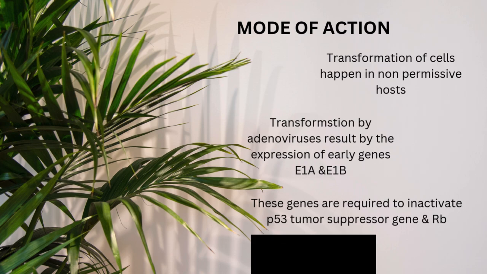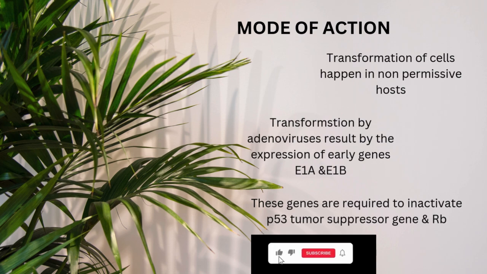Now let's see in short what the mode of action is, how viruses would directly attack the human body causing cancer. First thing is transformation of cells happens in a non-permissive host. Non-permissive and permissive, I will explain in a short video as well. First of all is transformation by the adenovirus, which results from the expression of the early genes. These genes are required to inactivate p53 tumor suppressor genes and RB retinoblastoma genes. Now please remember what p53 and RB are.